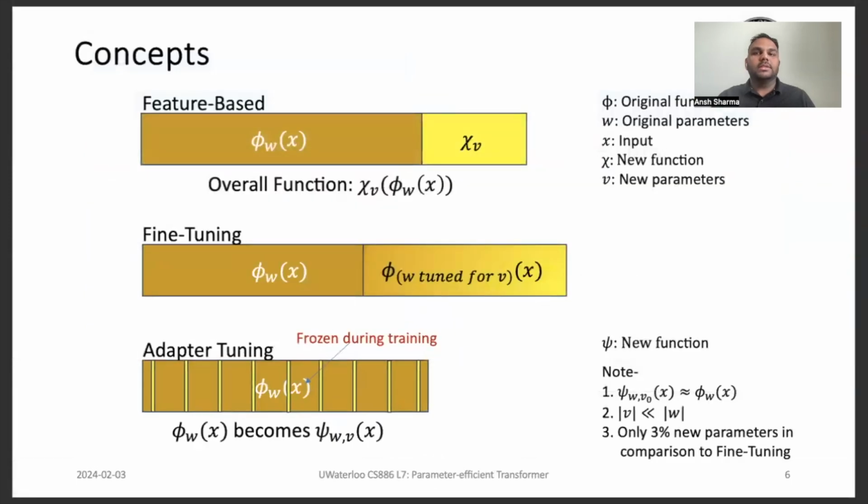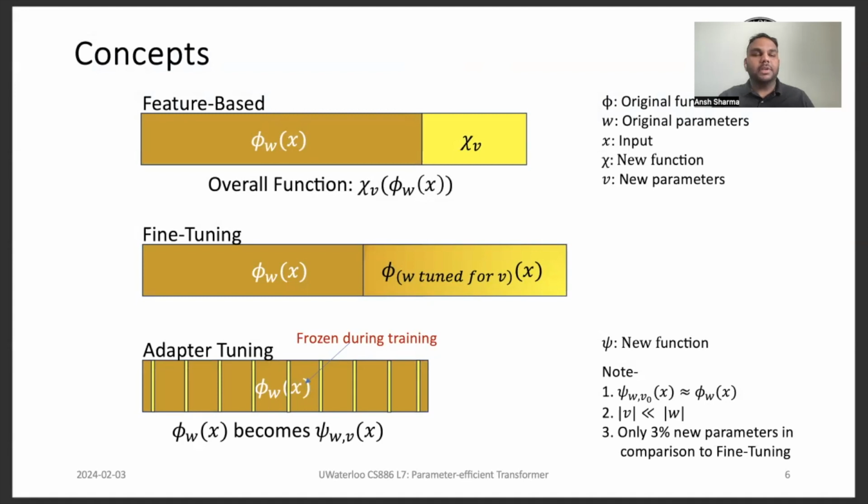In feature-based, the original function phi_w is used as the base to train on new parameters v, making the new function chi_v(phi_w(x)). There is almost no change made to the original function and its parameters. In fine-tuning, the later half of the function is modified for the new parameters, where new parameters are introduced and old parameters are used to tune the model.